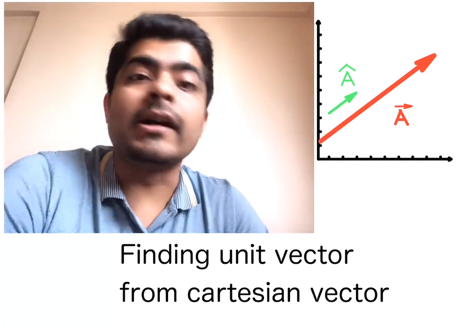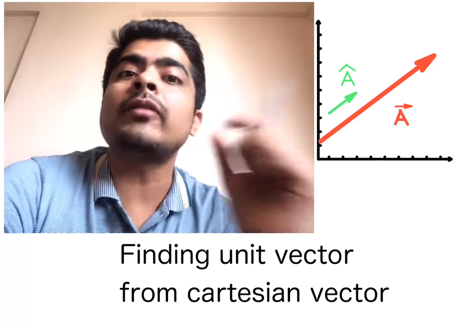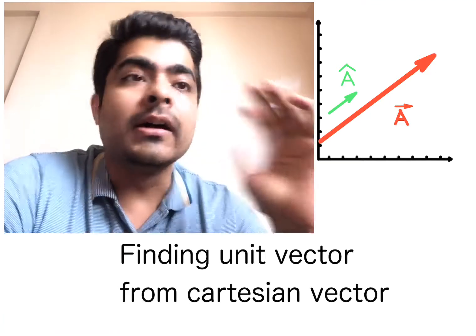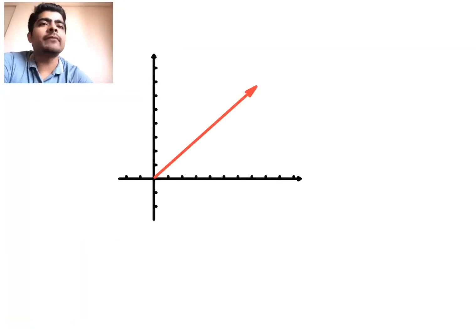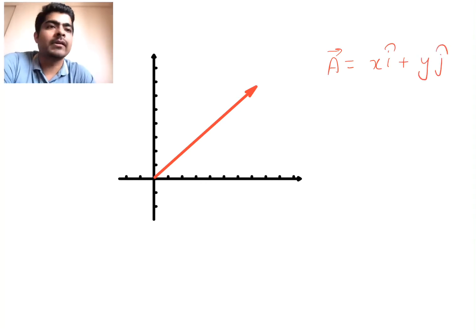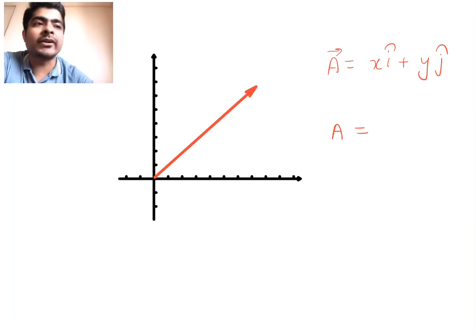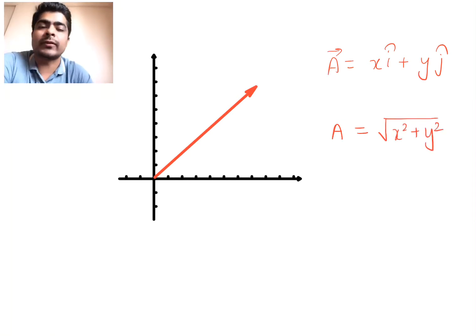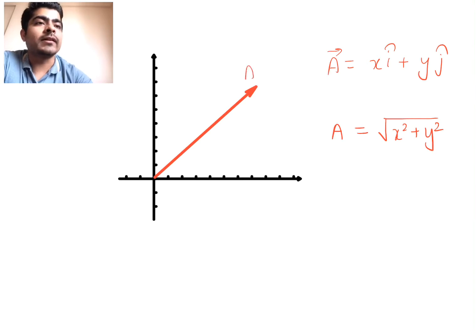Okay, now we will learn how to find a unit vector when you are given a Cartesian vector. So I have this random vector, let's say a vector is equal to x i cap plus y j cap, where x and y are the components. x i cap is the x component, y j cap is the y component of the given vector. What is the magnitude of this vector? The magnitude will be equal to root of x square plus y square. So this is your a vector.